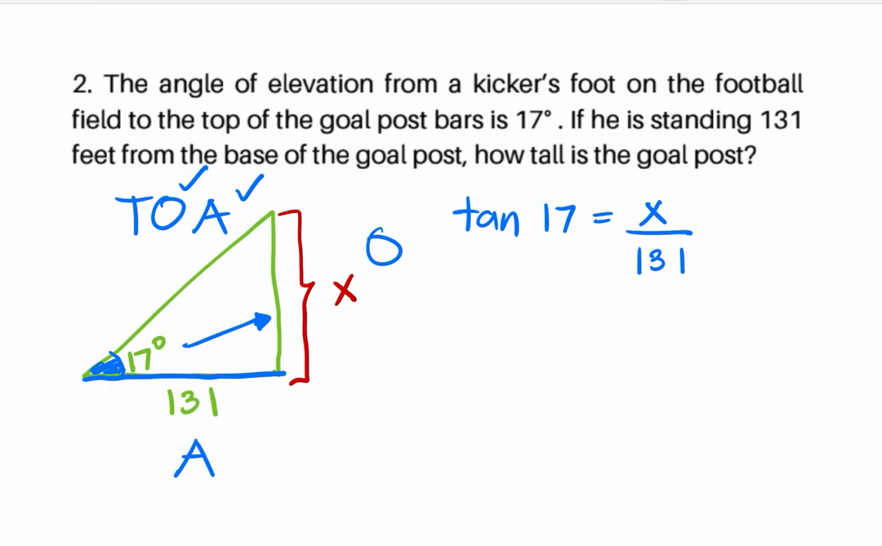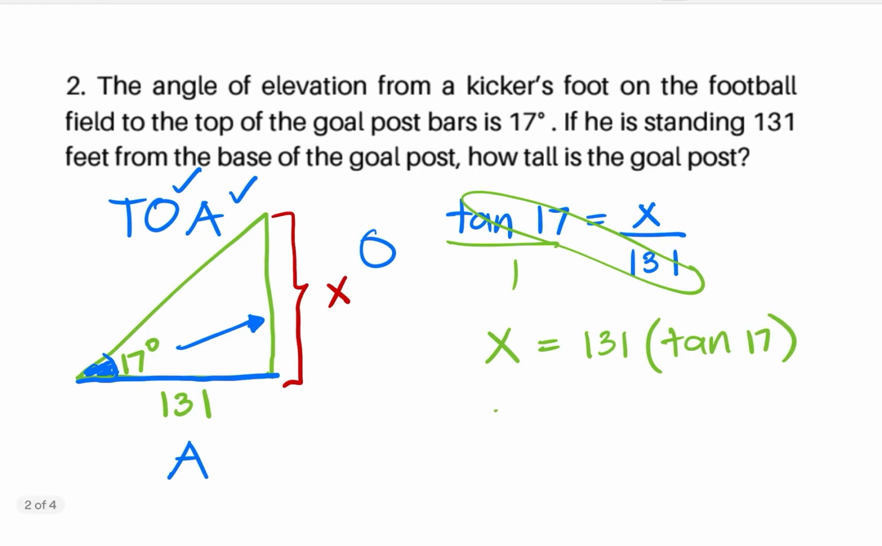Cross multiplying our equation, we will have 1 times x, which is x, equals 131 times tangent 17. So if we write our answer to the tenths place, we will get 40.1 feet.